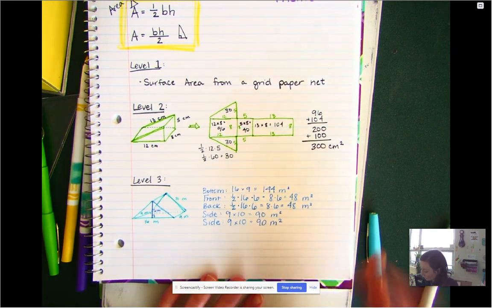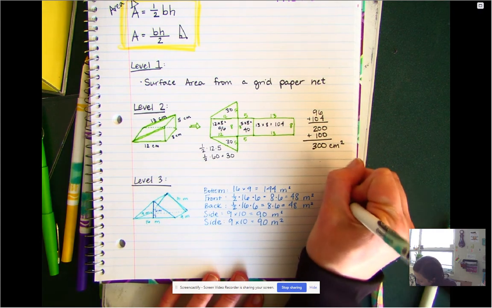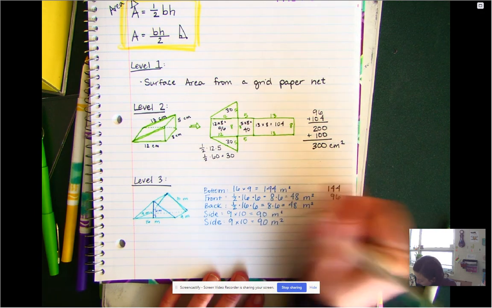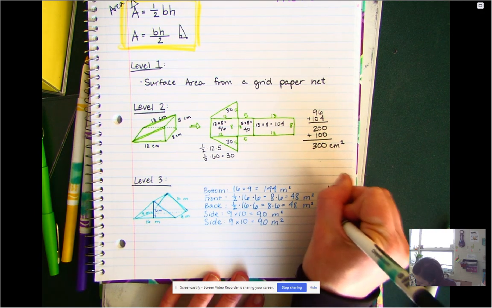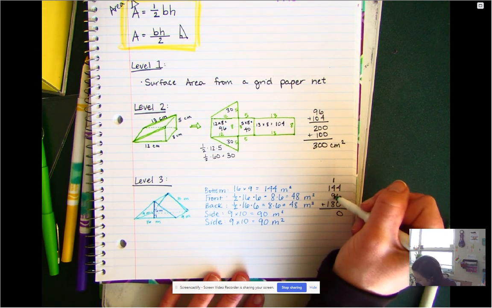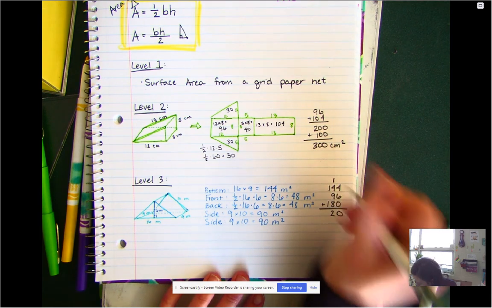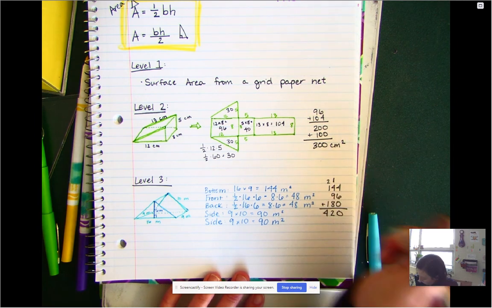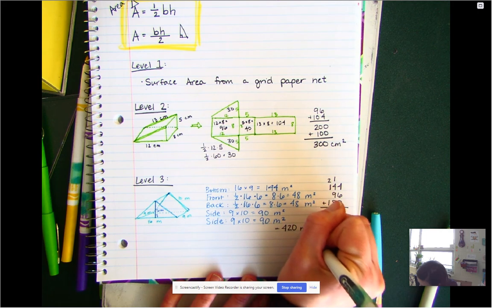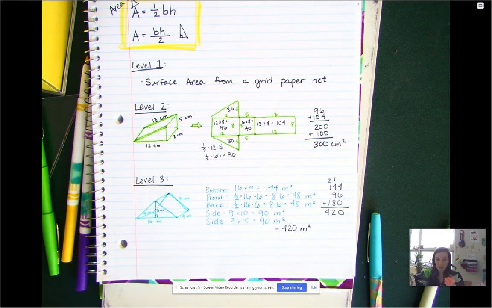Now this is starting to get a little tricky. So I'm going to make a 3-step addition problem. I know that 48 plus 48 is 96, and 90 plus 90 is 180. But I don't want to do any more than that in my head because I'm pretty sure I'll lose it. 1 and 9 makes 10. 10 plus 4 is 14. 14 plus 8 is 22, which is 4. So this is a total of 420 meters squared in terms of surface area. And don't forget that area is always expressed in square units.